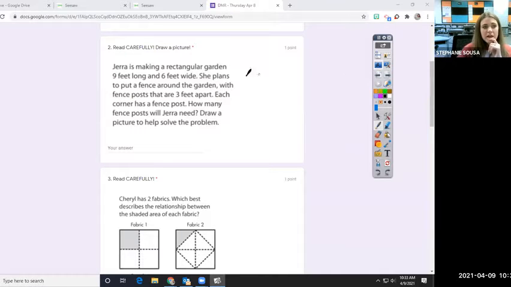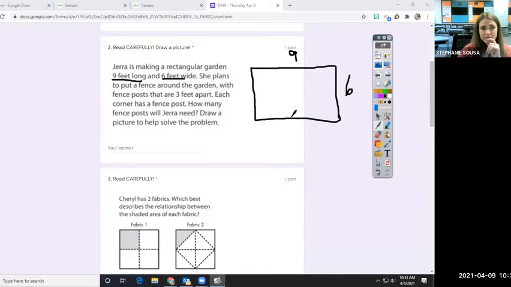Alrighty, we have Jara is making a rectangular garden 9 feet long and 6 feet wide. There's our garden. She plans to put a fence around the garden. Each corner has a fence post. Okay, so there's a fence post 1, a fence post 2, a fence post 3, a fence post 4.